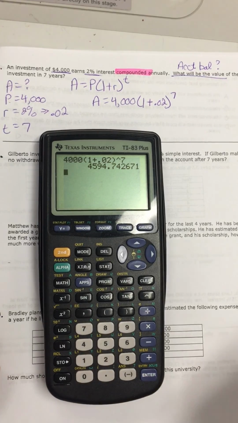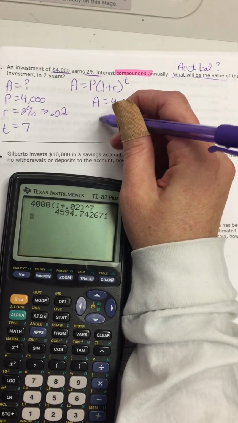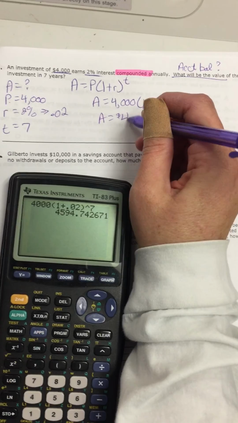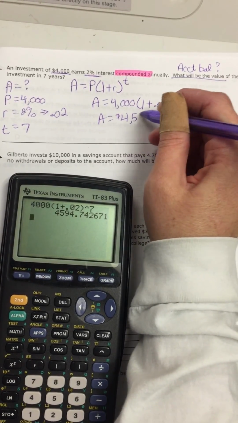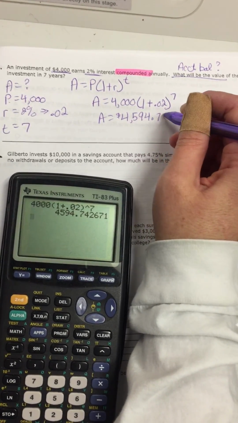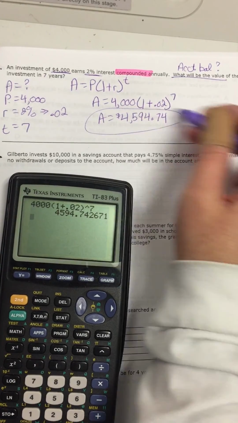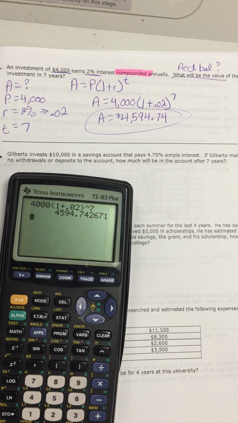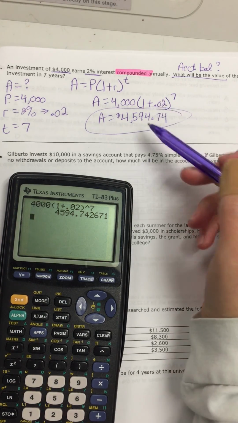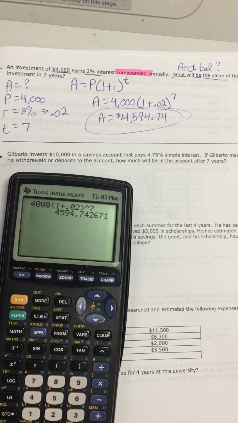And we hit enter. And it says we have a value of $4,594.74. Does that answer the question? Yes, because it's asking what will be the value of my $4,000 after the 7 years. Your value is $4,594. Does it make sense that you have more money than what you invested? Yes, because you're accruing interest.